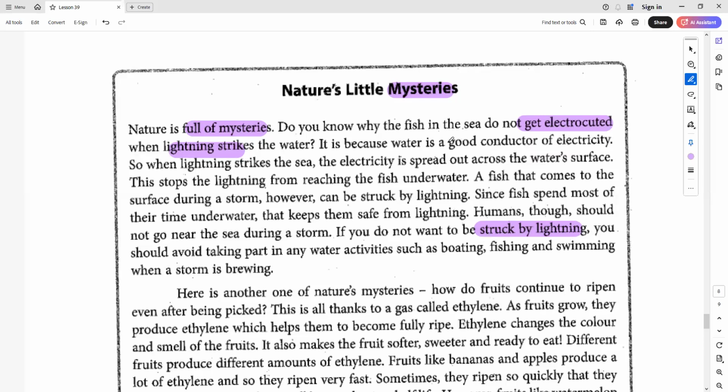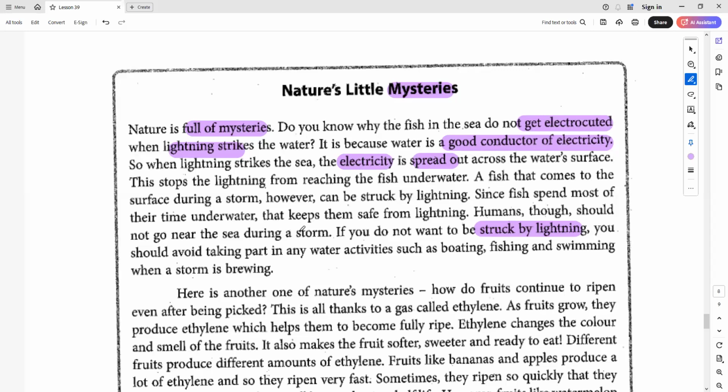It's because water is a very good conductor of electricity. 电导体哦，很好的一个电导体。So when the lightning strikes the sea, the electricity is spread out across the water surface, okay? So the electricity, 这个电就会 spread out across the water surface. This stops the lightning from reaching the fish underwater. 所以电打不到下面呢。A fish that comes to the surface during a storm can be struck by the lightning. Since fish spend most of the time underwater, that keeps them safe from lightning. Humans, though, should not go near the sea during a storm.